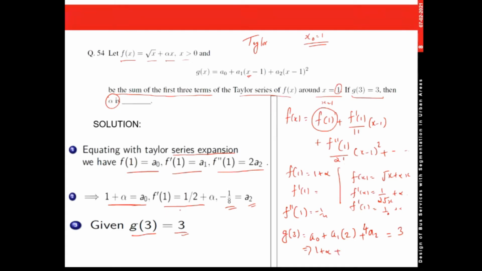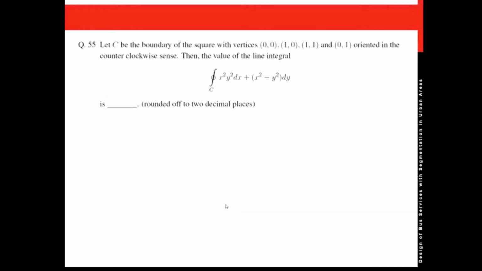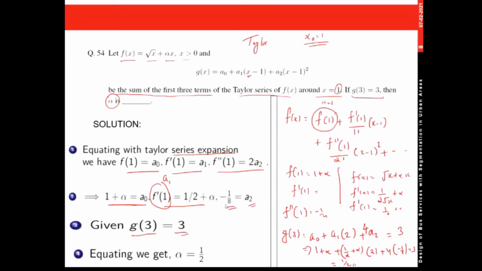Now this is equal to 3, given, which implies a naught is 1 plus alpha, plus a1, which is f dash of 1, that is 1 by 2 plus alpha, into 2, plus 4 into minus 1 by 8, is equal to 2. So if you solve this, we will get alpha is equal to 1 by 2. So this is again a question from the Taylor series part. So the answer is 1 by 2.